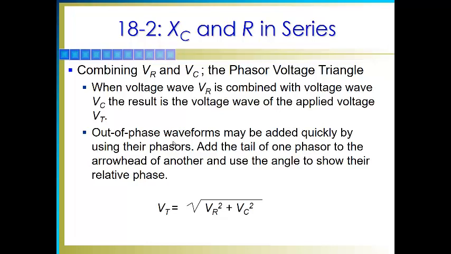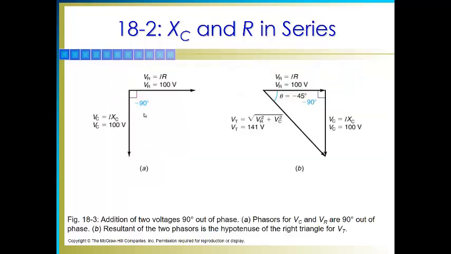Add the tail of one phasor to the arrowhead of another and use the triangle, the angle to show the relative phase. Okay, so basically, hopefully you guys remember this from your geometry or algebra classes from the past. This right here is the total voltage, okay? That would be, for example, the voltage on the resistor. This is the voltage on the capacitor. To calculate what voltage was applied to the circuit, well, we find the total voltage.